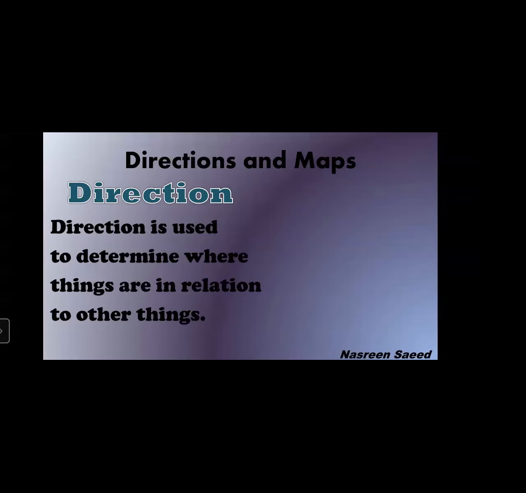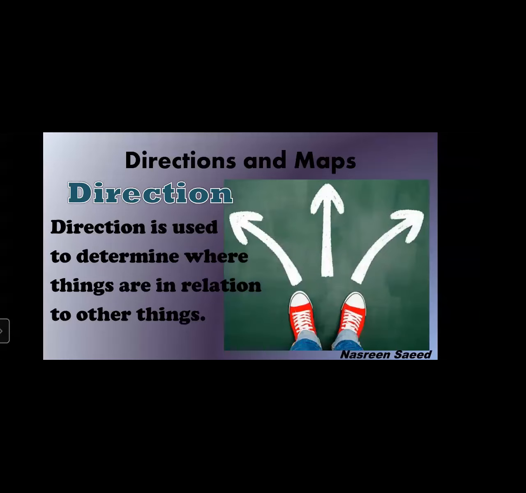Now why is direction used? Direction is used to determine where things are in relation to other things. When we are standing, we say to our friends, to the right there is a shop which has good toys or good electronic items. This way we give direction. When we go to the market, we tell our friend that we are standing next to so and so shop. And if he gets confused, he'll say come straight in the market, then turn left. All this is direction.